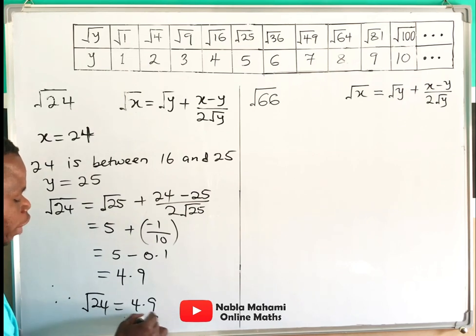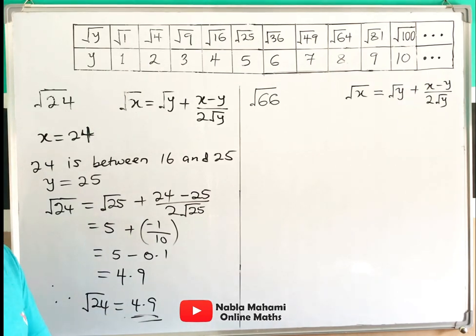So this 4.9 is an approximate value for square root of 24. So this is how we find square root of 24 using this algebraic equation. Now let's move to example 2.